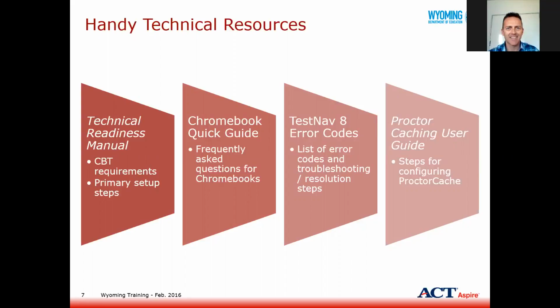The last document in our suite of technical resources that we wanted to review is the Project Caching user guides. While this is a section of the technical readiness manual, it also can be found separately on the Advocate site for a quick reference. It provides steps for installing and configuring Project Cache software.